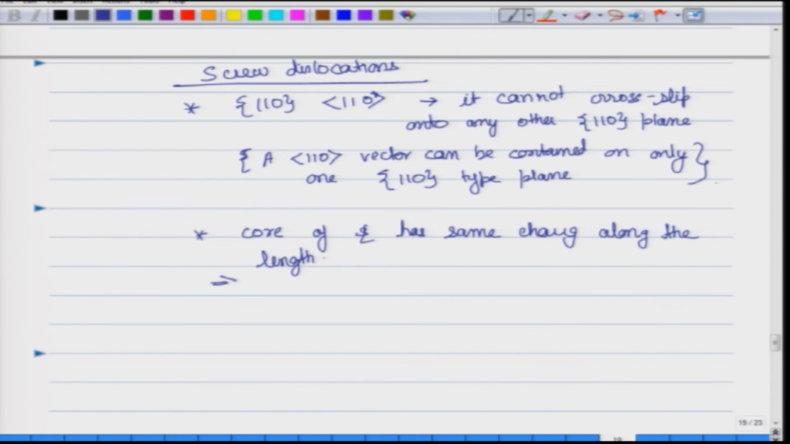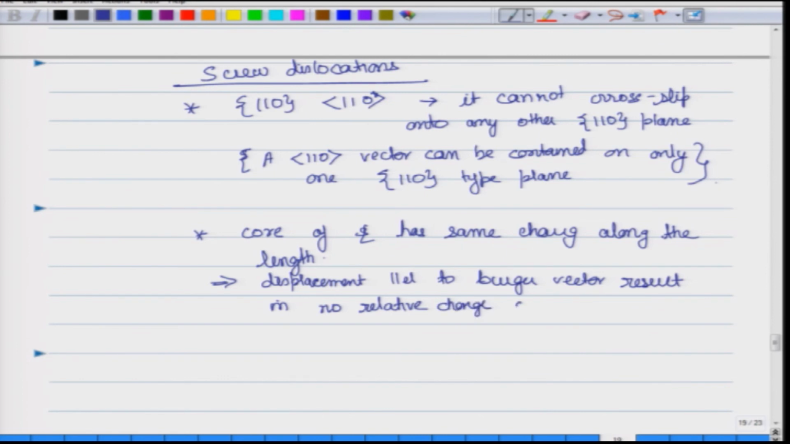It implies that displacement parallel to the Burgers vector results in no effective change of charges, or no relative change in position of ions.